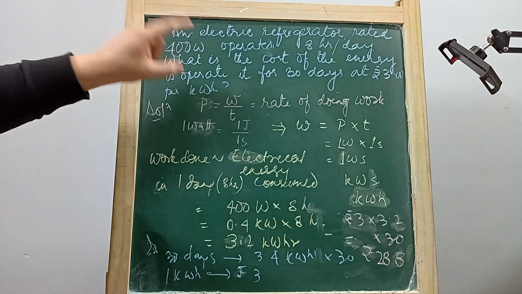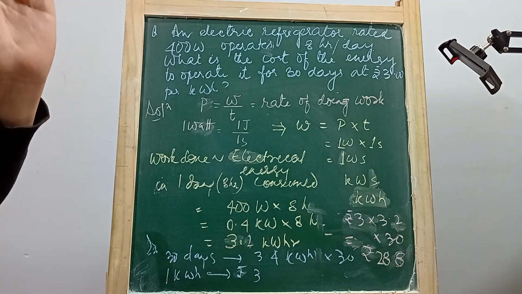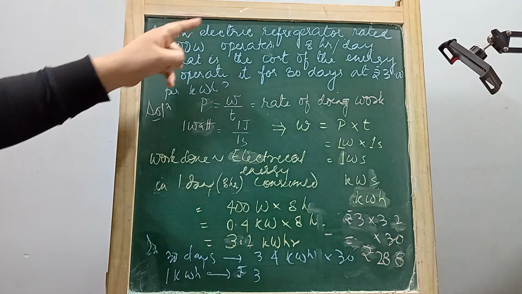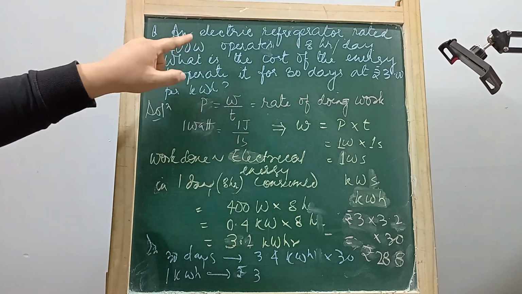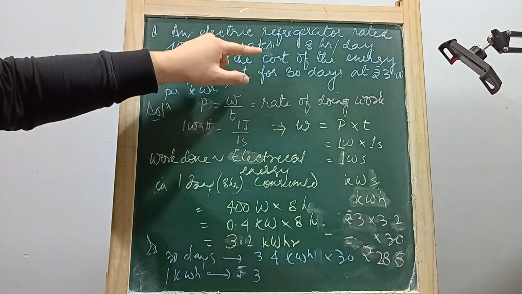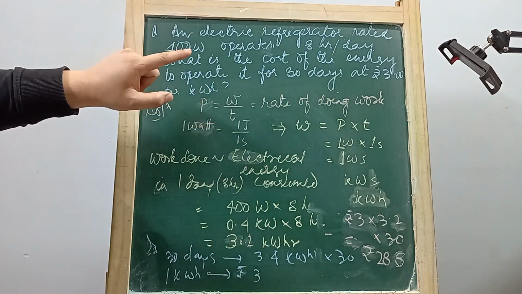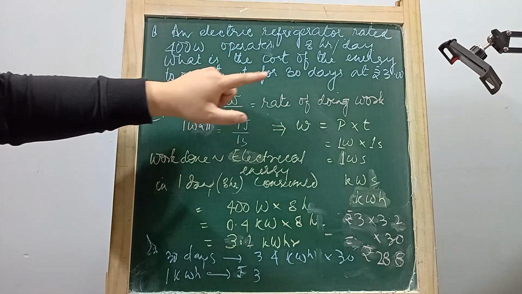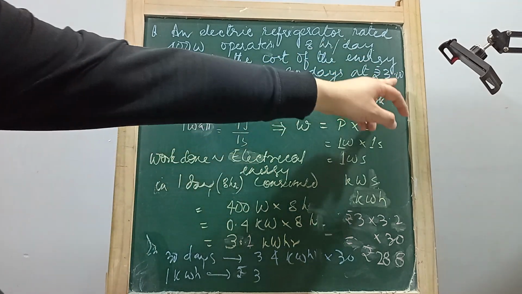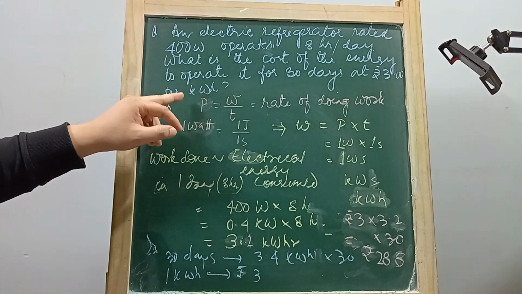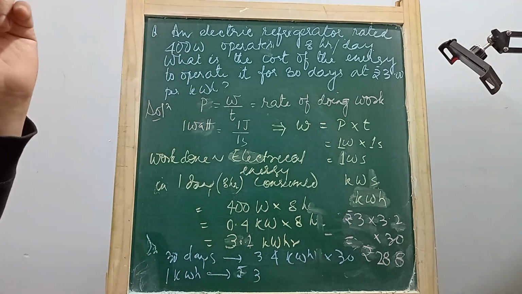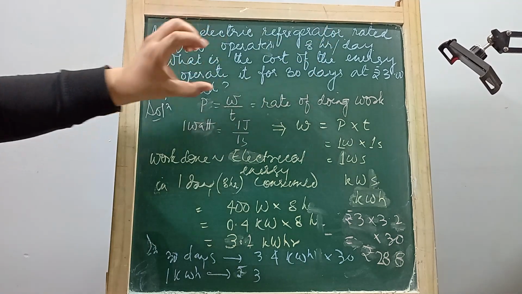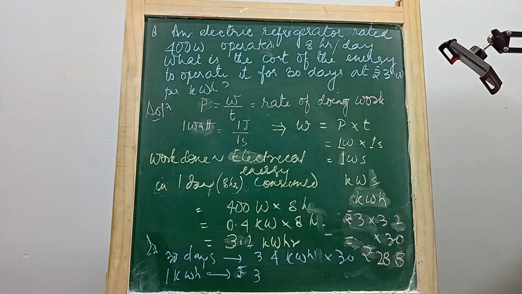Let's try to find a solution of this particular problem related to electricity. The problem says an electric refrigerator rated 400 watt operates 8 hours per day. What is the cost of the energy to operate it for 30 days at rupees 3.00 per kilowatt hour?